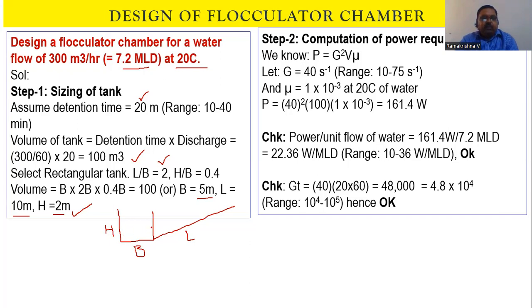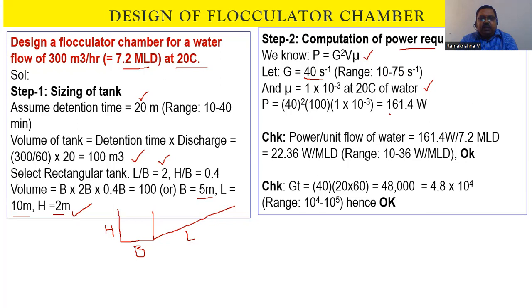Right? So now what you are going to see is the second one, computation of power requirement. We calculate the volume. Based on the volume, we go for computation of power requirements. P is equal to G square V mu, the standard formula. So mu is the absolute viscosity. Temperature is given as 20 centigrade. Based on that, mu is equal to 1 into 10 to the power of minus 3 Newton second per meter square. So G can go from 40 per second up to 75 per second. So we go for 40 per second.